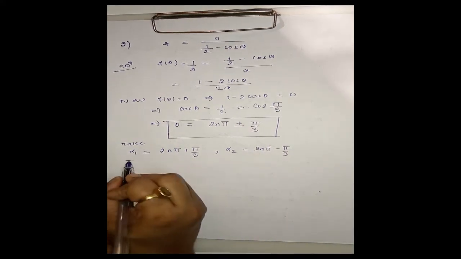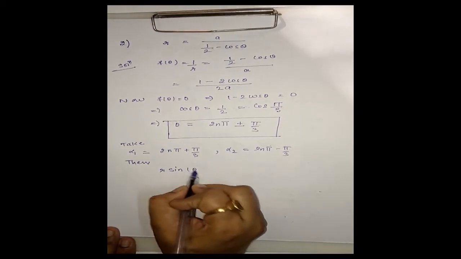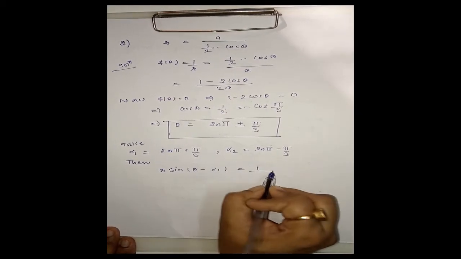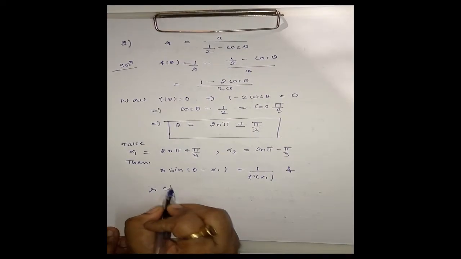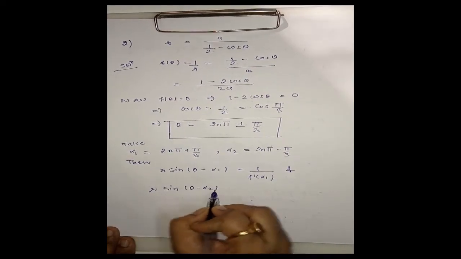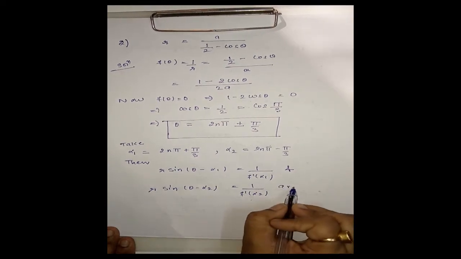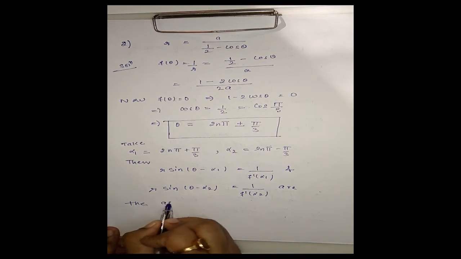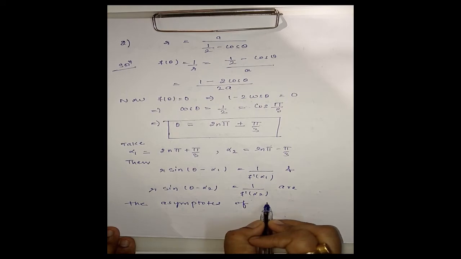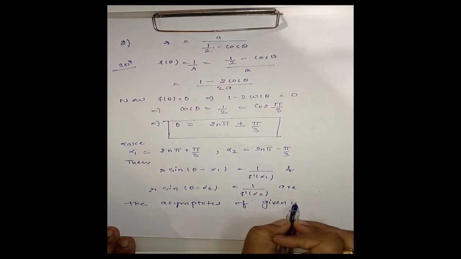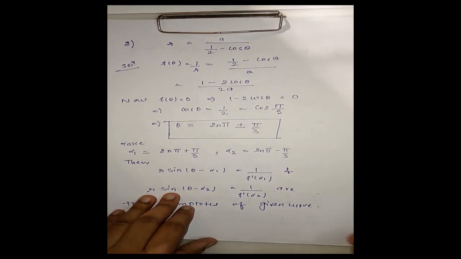Okay, then r sin(theta minus alpha 1) is equal to 1 upon f dash alpha 1, and r sin(theta minus alpha 2) is equal to 1 upon f dash alpha 2 are the asymptotes of the given curve. Okay, now we have to find f dash theta.